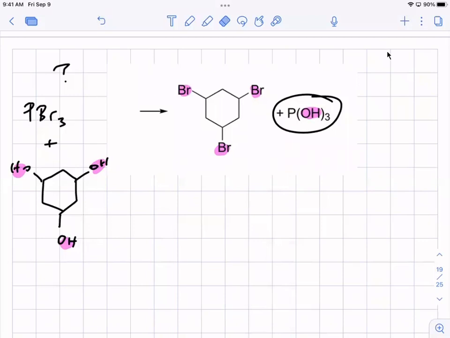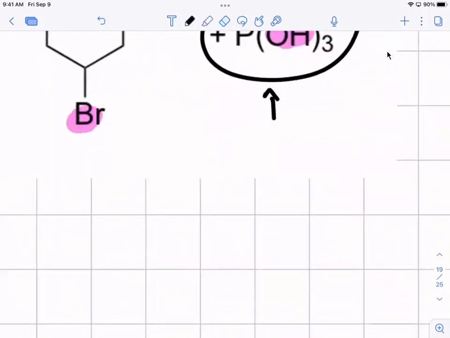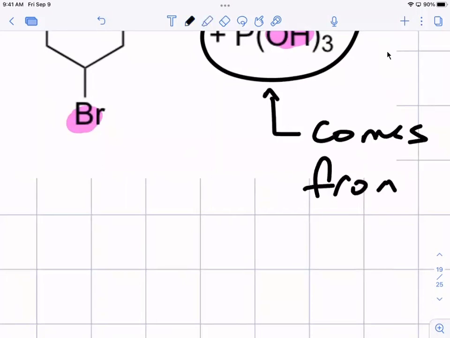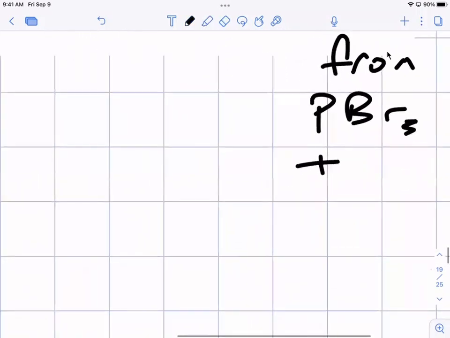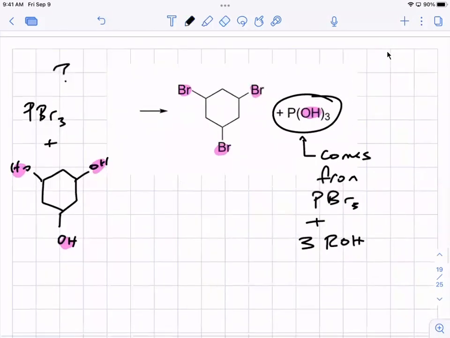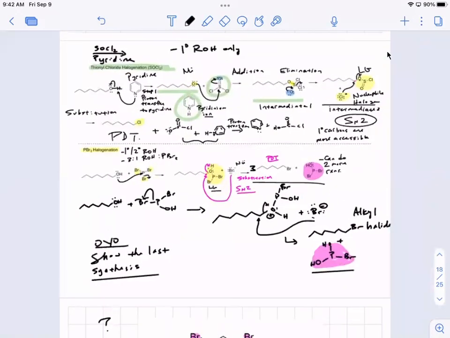So if you have an instance like this, where you have 3 bromines on that structure with a phosphorus molecule, well, POH3, then you can work backwards, because you know that POH3 is a product of converting an alcohol into an alkyl halide using PBr3. Anytime you see that, then you know that that came from PBr3 reacting with 3 alcohols. All right, any questions about that mechanism or the reaction itself? No, sir.